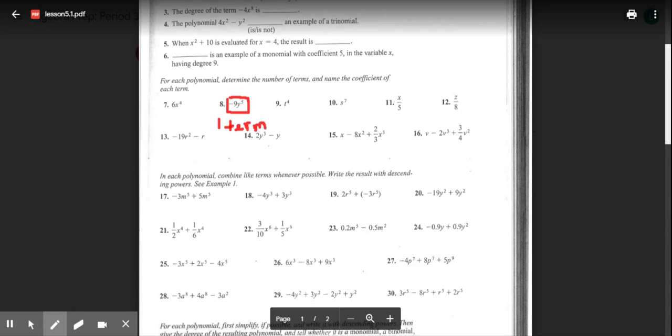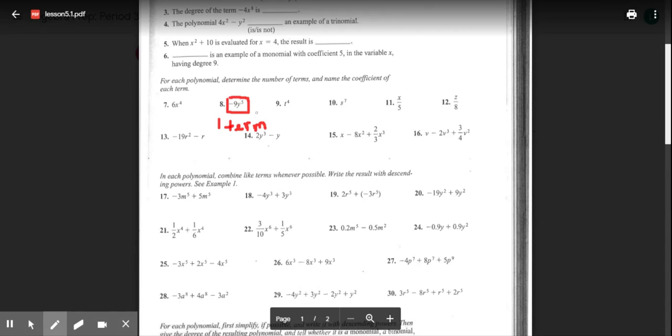Okay, then it says name the coefficient of each term. Okay, so you could do two things. You could either A, highlight the coefficient of each term, or you could write underneath where you had one term, or next to it, the coefficient of each term.